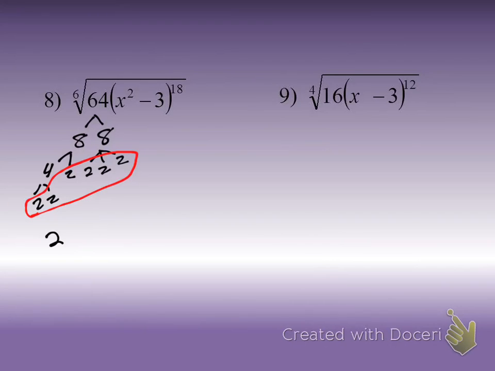Then for your binomial, that x squared minus 3 part, remember the inside never changes. Inside the parentheses doesn't change. Only thing that changes is this exponent right here. This one turns into what? 3. Good, 18 divided by 6. That index is a big thing you need to make sure you get. That index is a big number.